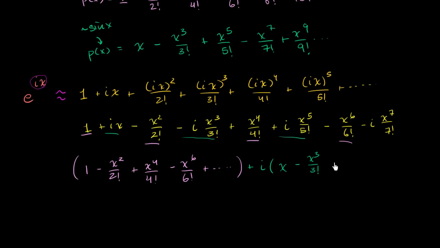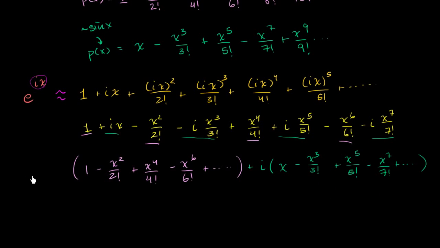We factored out the i. Plus x to the 5th over 5 factorial. And then the next imaginary term is right there. We factored out the i. So it's minus x to the 7th over 7 factorial. And then we obviously would keep going. So plus, minus, so on and so forth, preferably to infinity so that we get as good of an approximation as possible.